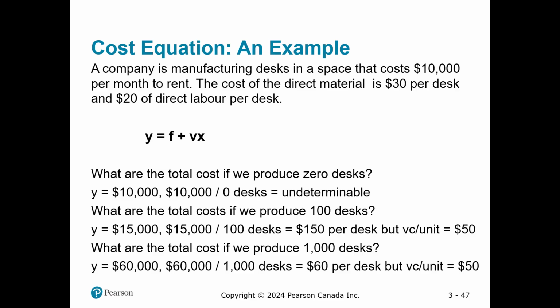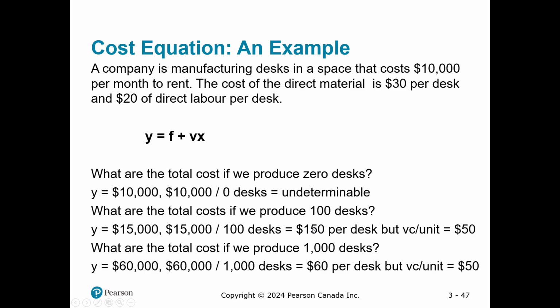The mixed cost per unit decreases as the volume increases, and that's because of the fixed cost component. We can see that 10,000 divided by 0 desks, well, we can't determine that. Per unit costs, when we produce 100 desks, 15,000 divided by 100 desks is $150 per desk. But the variable cost per unit is still 50. So it's not the variable cost per unit that's causing this per unit, per desk cost to change.